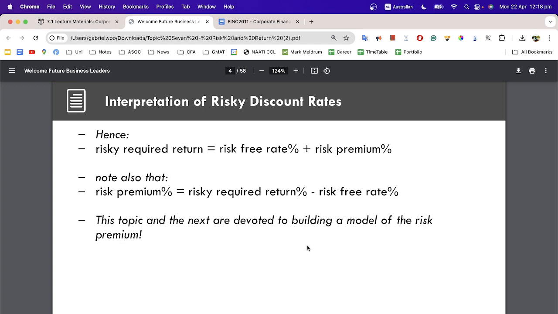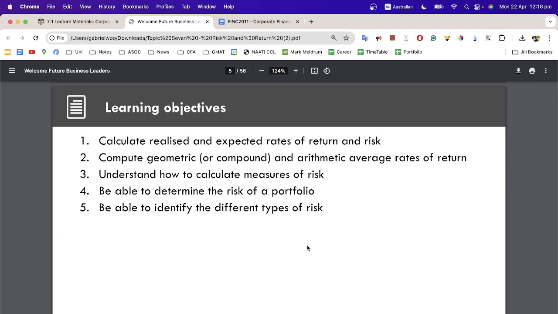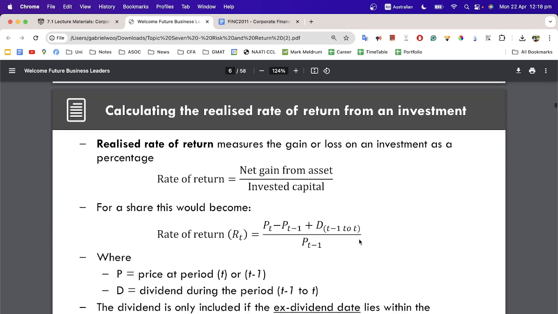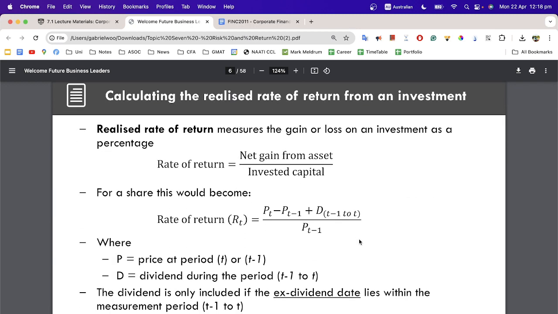So this topic builds on the ideas that I have just gone over. So here are the learning objectives. Pretty straightforward. You need to have a solid understanding of previous topics, and then you'll be fine. So, calculating a realized rate of return. What is the return on an investment?